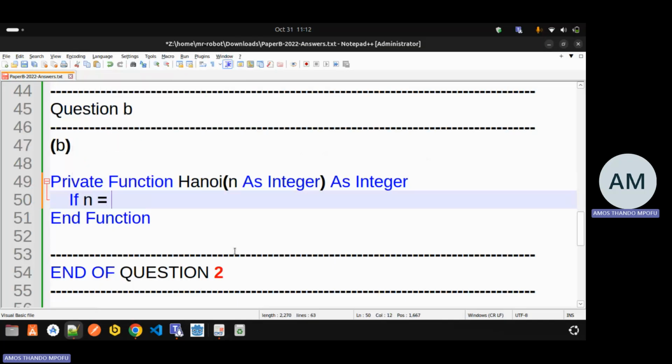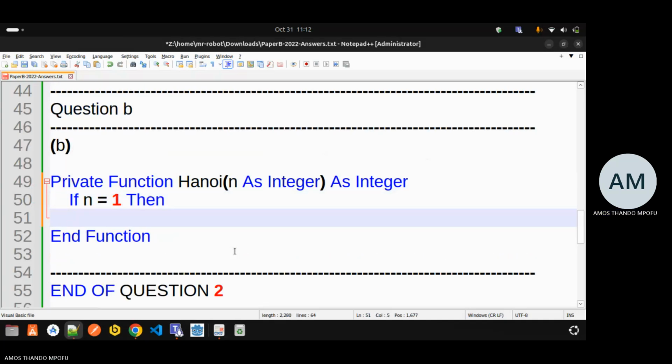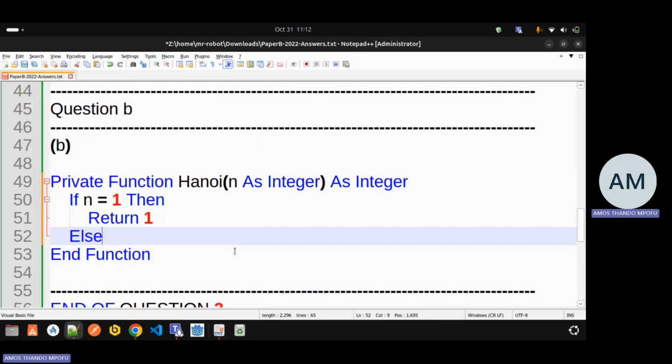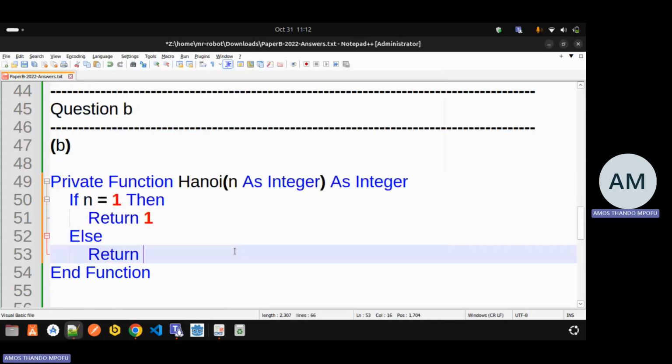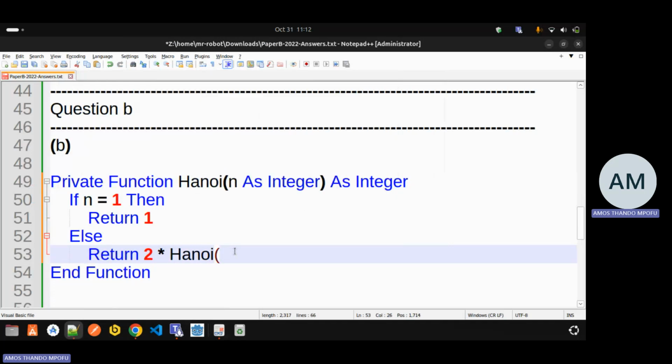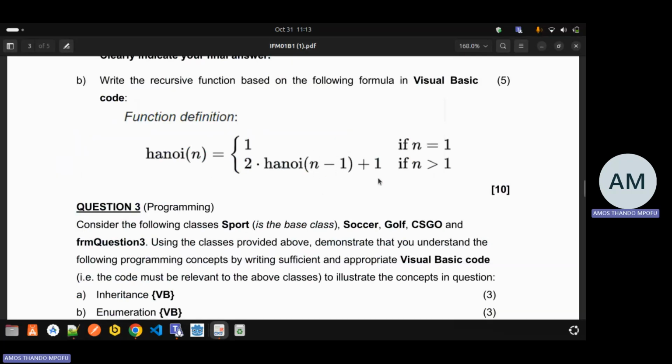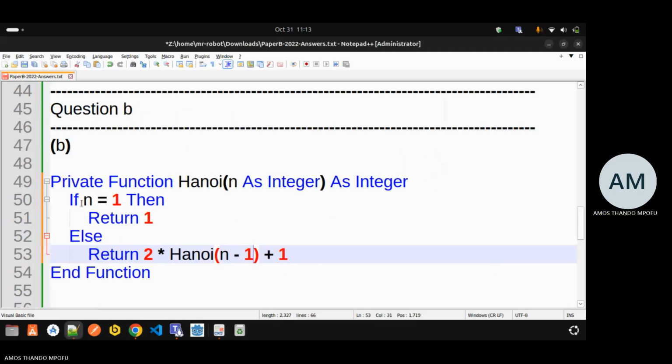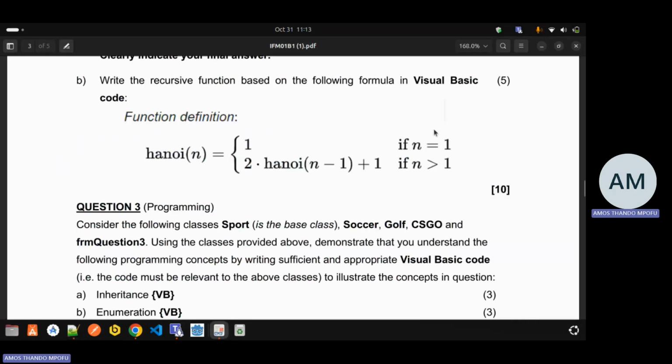So they say when n is equal to 1, then you should return 1. Else, you should return 2 times the function called again, then plus 1. I think it's supposed to say minus 1 here. Yeah, so minus 1. And they said if n is greater than 1. So you see here, right? They said if n is equal to 1, you must put equals to 1. I know you're tempted to say less than or equal to 1, right?